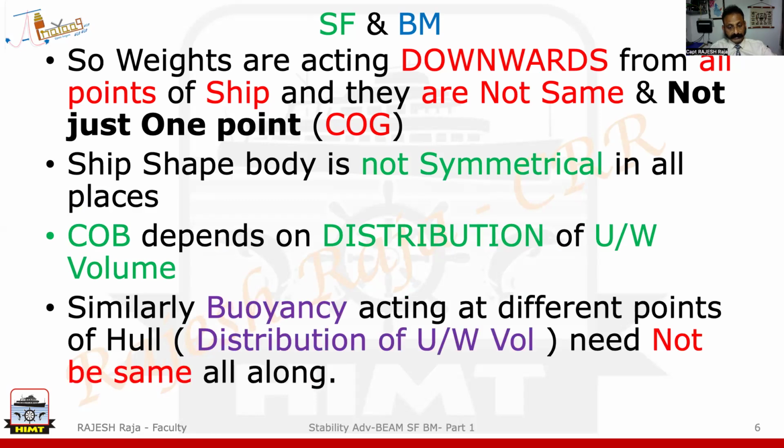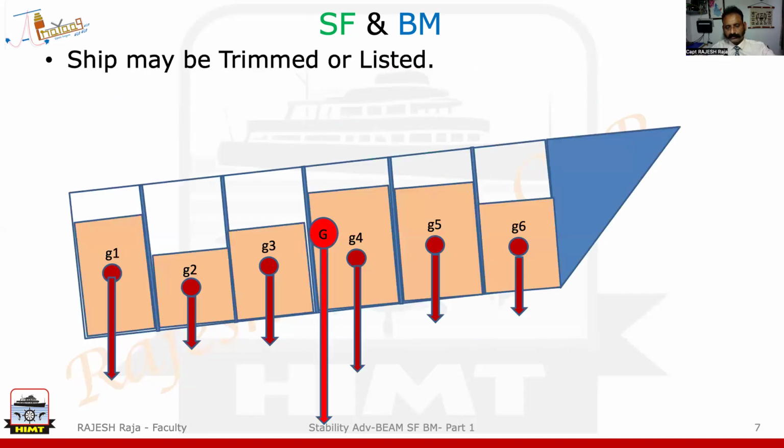So it need not be same, just like the way I showed you the previous three-dimensional diagram. It is not same. Why? Because the forward part was a triangular part, then midship was a rectangular part, the stern was a semicircular kind of physical part of your ship. So it is not same. So buoyancy distribution is also not same.